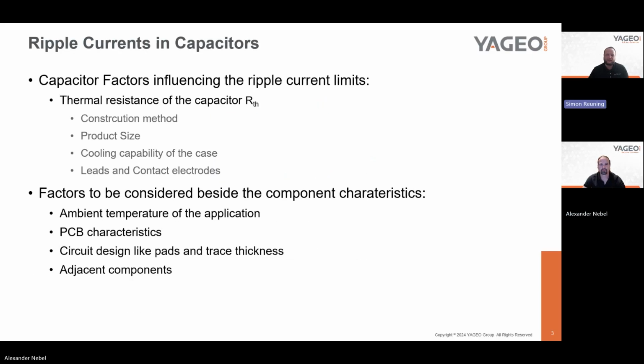What exactly does the ripple current depend on? Well, one factor is the thermal resistance of the capacitor. The thermal resistance, RTH, depends on the construction method, like the leads of the capacitor, the contacts, the electrodes, also the product size and the cooling capability of the case, and the dielectric plays a huge role. And consequently, the used capacitor technology is the first main factor to consider when choosing the best fitting solution. Each capacitor technology has a different construction and therefore different ripple current capability behavior.